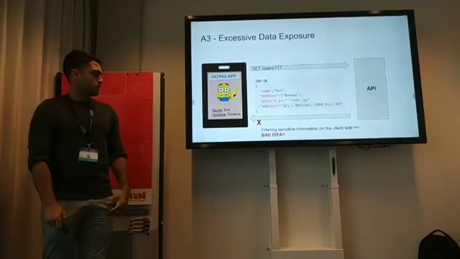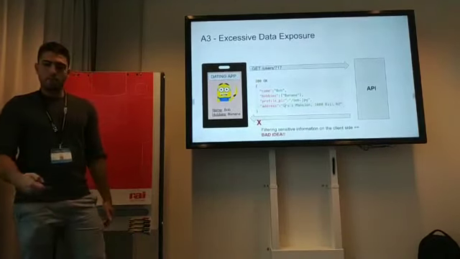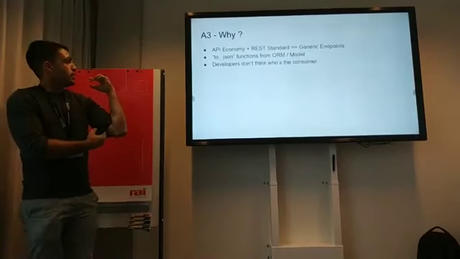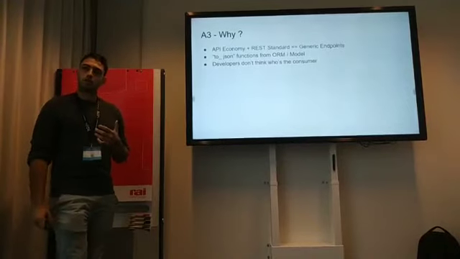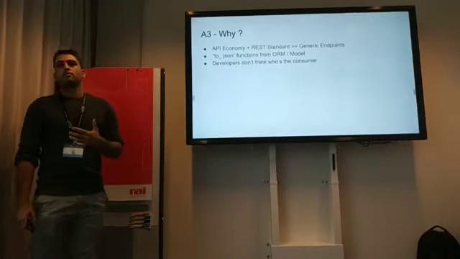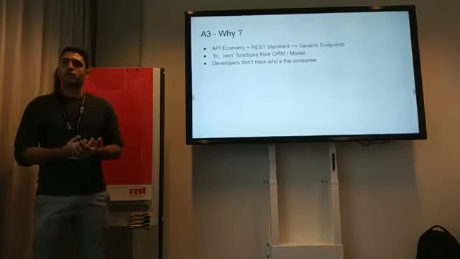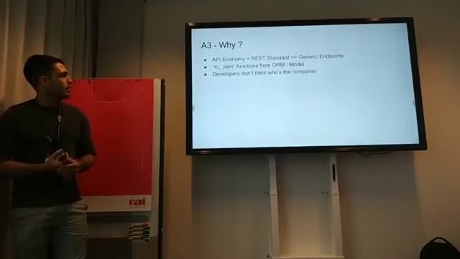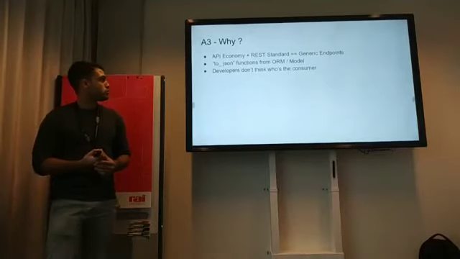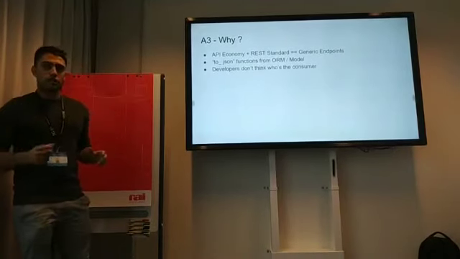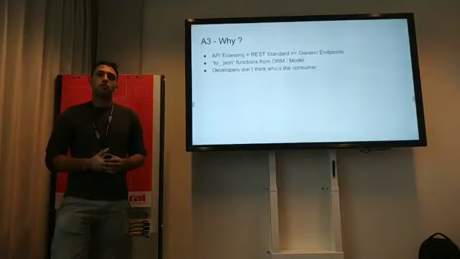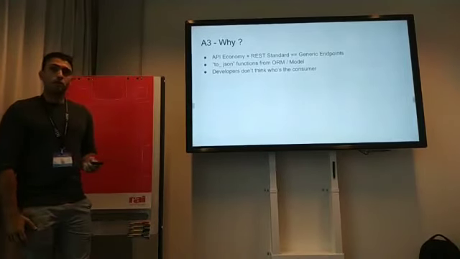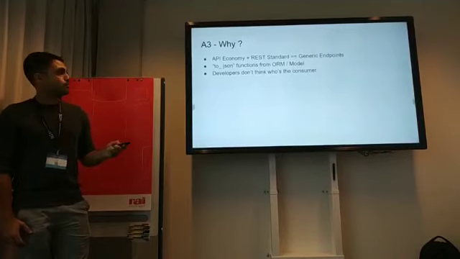Filtering sensitive information on the client side is always a bad idea, but it happens a lot today. Why? The API economy and the REST standard encourage developers to implement APIs in a very predictable, very generic way, so one endpoint can be consumed by multiple features or clients. Many times they use some type of toJSON function from the ORM and model, and just return the whole object to the client, without really thinking about who is the consumer of the data.